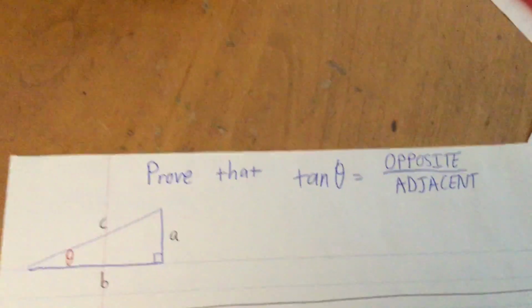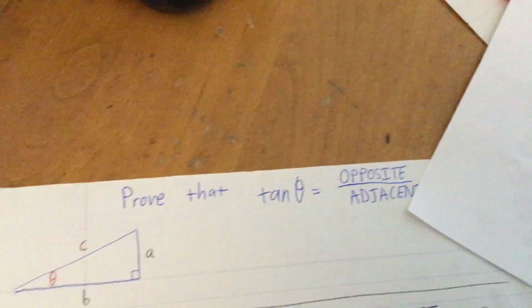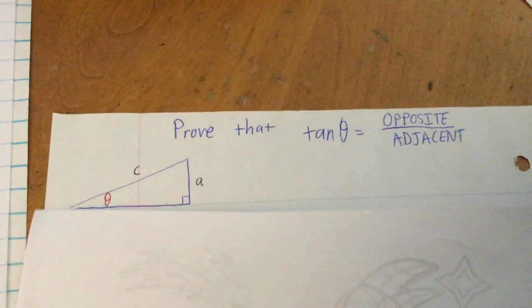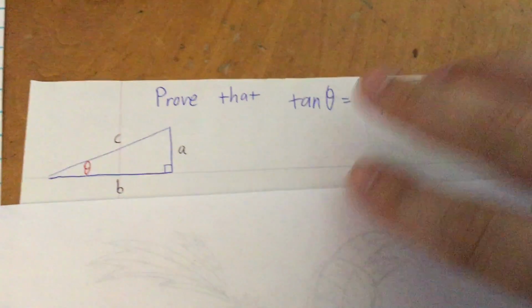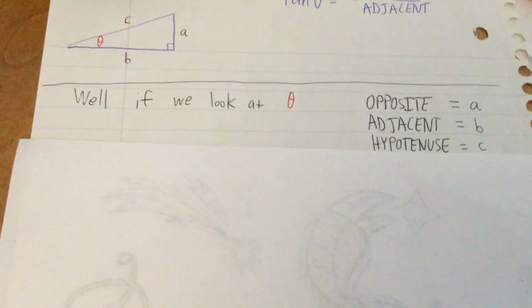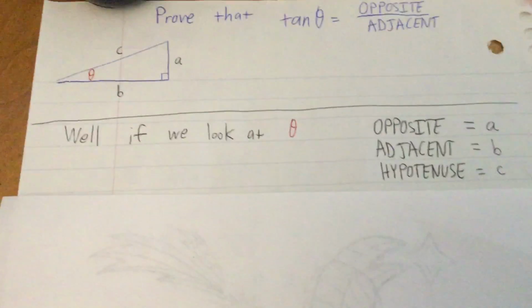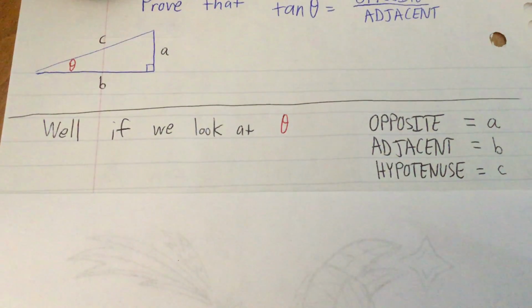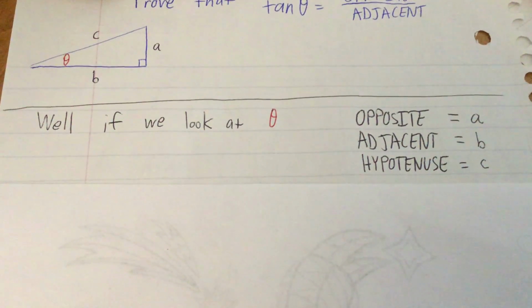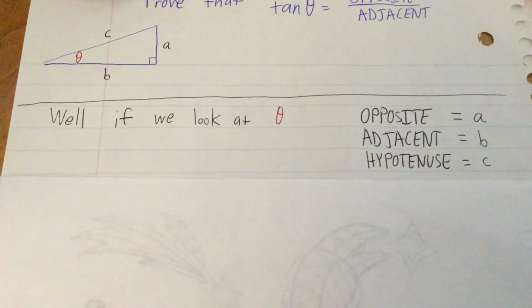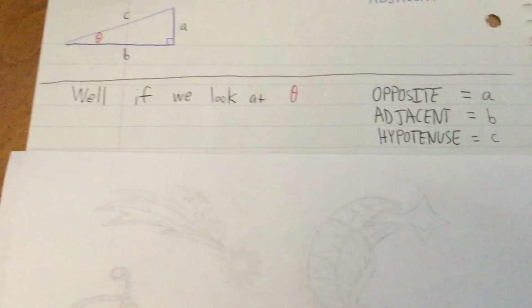Okay, so let's look at this piece by piece. We're going to prove that the tangent of angle theta is equal to the opposite over the adjacent. First things first, we know that tangent by definition is sine over cosine, so let's take a look at the side lengths of this triangle. If we look at angle theta, we notice that the opposite side of angle theta is A, the adjacent side of angle theta is B, and the hypotenuse is C. That's going to help out a lot.